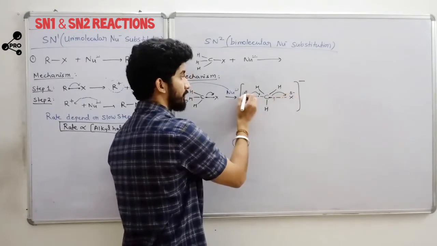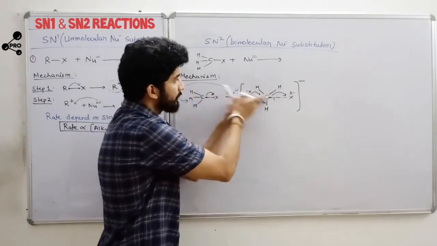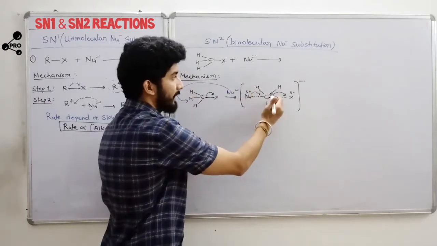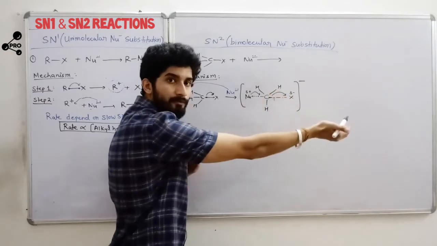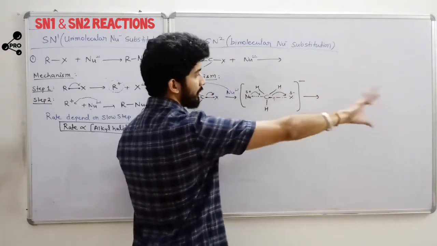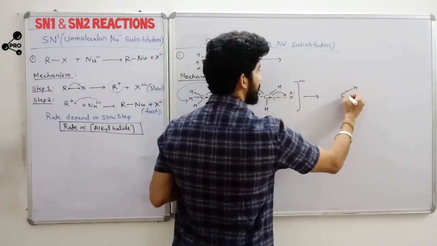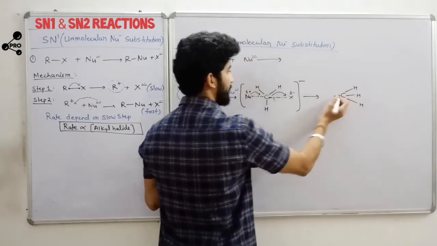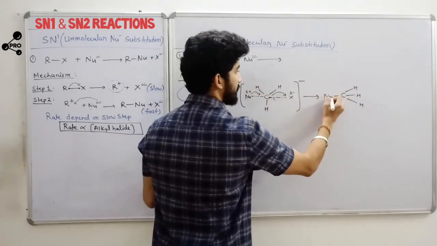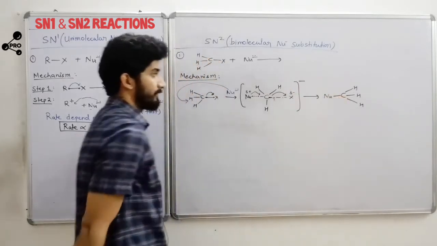If you want to draw the partial negative and partial positive, the nucleophile will be attacking and the halide ion is leaving the compound. On the final stage, the halide ion will be replaced, and the nucleophile will be attached. So this is your final product.